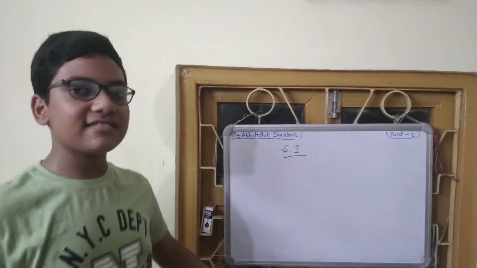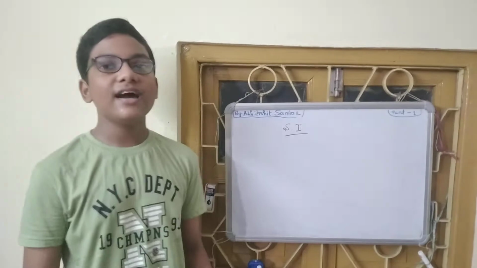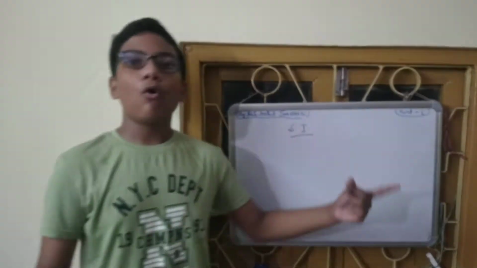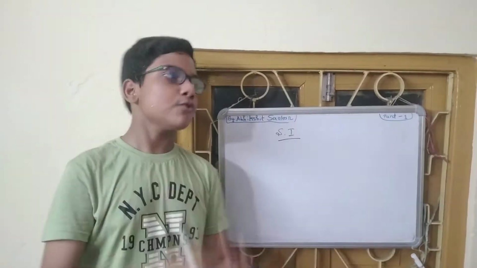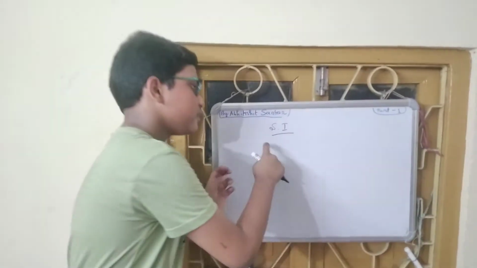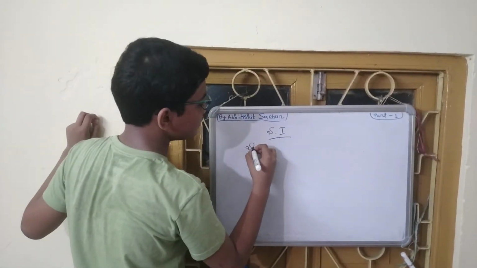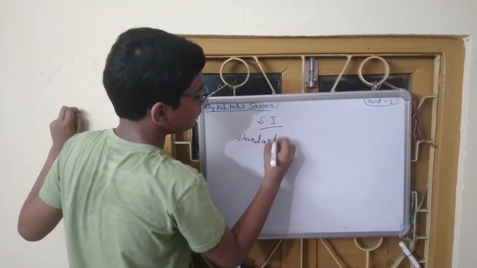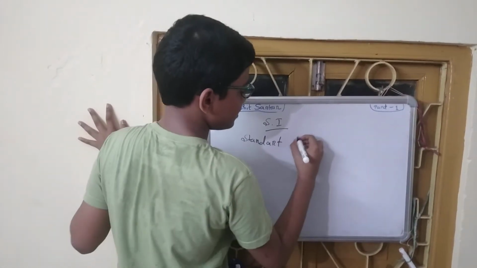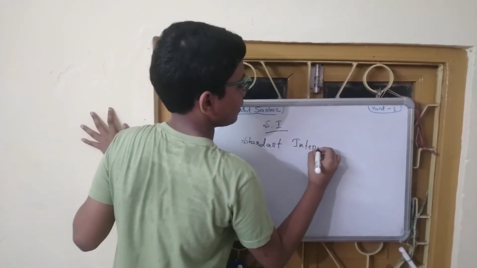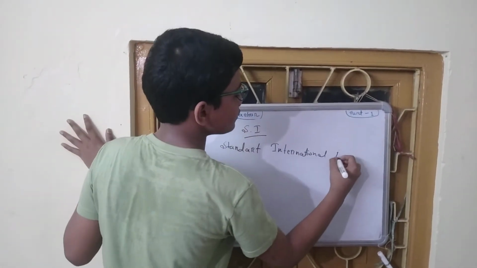Did you know when the SI unit was invented? The SI unit was invented in the year 1960 by the whole world. The scientists considered a set of units and called them standard international unit. The full form of SI unit is standard international unit.